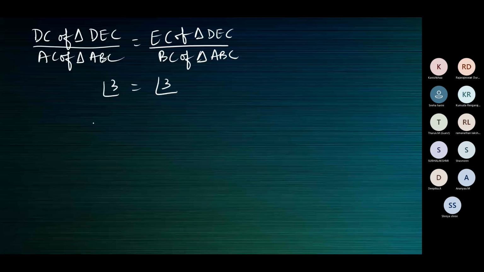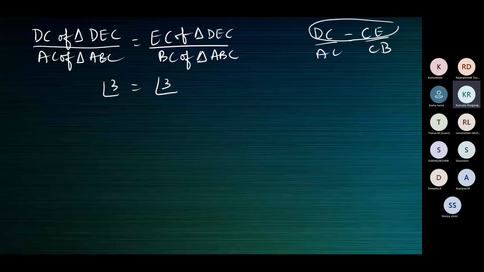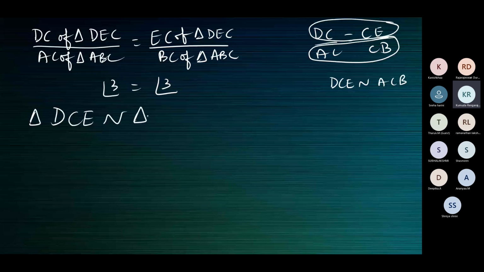Common angle. So now again, how to write the proportion? I've told you this. DC by AC is equal to, C is the common letter, so write it like CE by CB. DC, CE are the sides of the small triangle, and AC, CB are the sides of the big triangle. So triangle DCE is similar to triangle ACB by SAS similarity criterion.